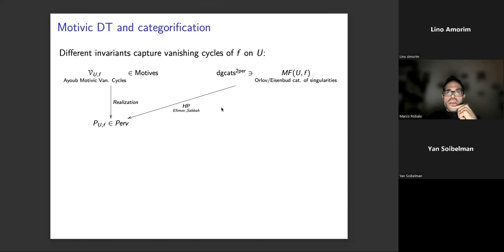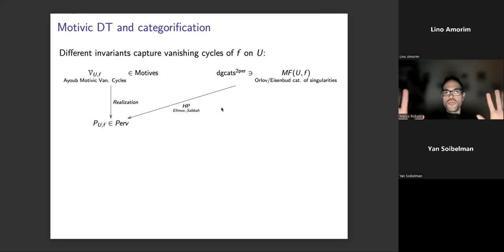Mark, I'm a bit confused. You consider perverse sheaves and motivic vanishing cycles for what? For Artin stacks? No. Just for a smooth scheme and a function F. Great. Yeah, this is just a smooth scheme and a function, and I'm just describing different invariants that we can extract and that capture the information of the singularities. Okay, good. Thank you.